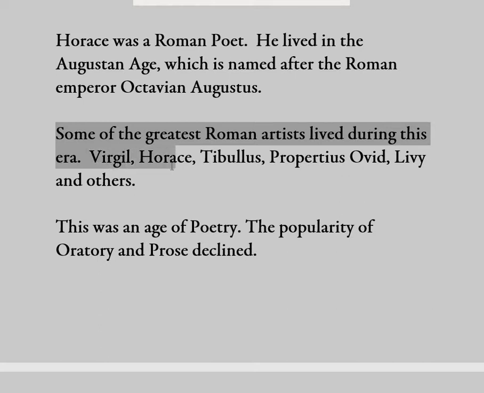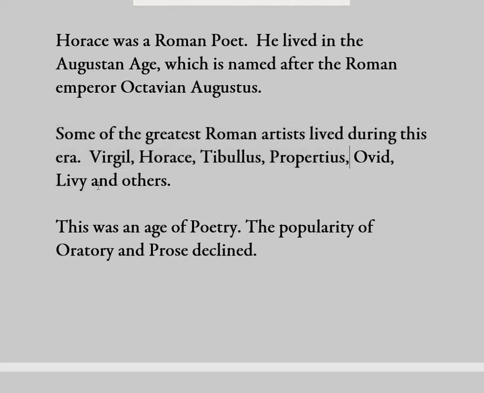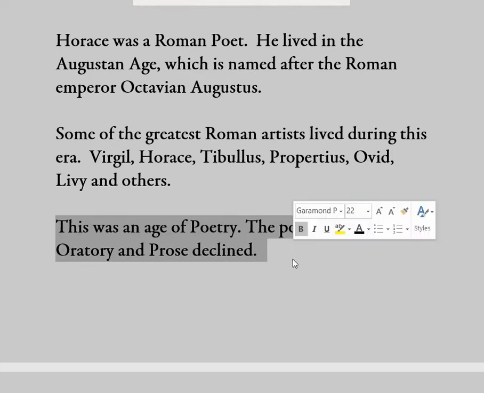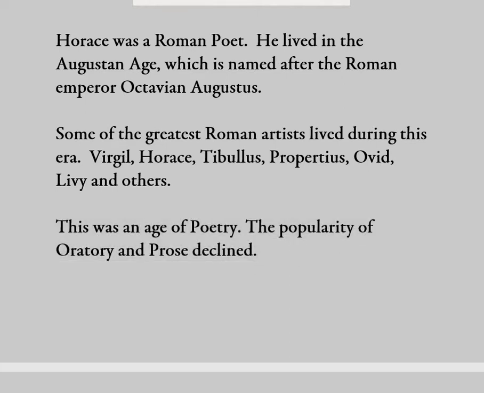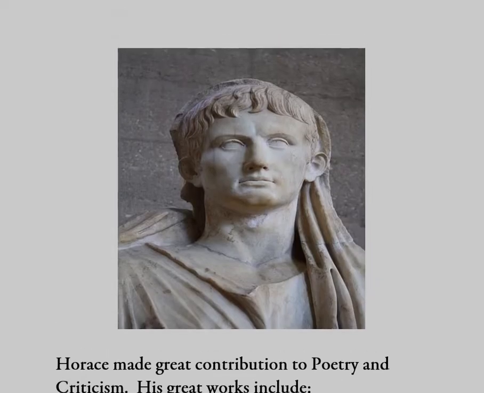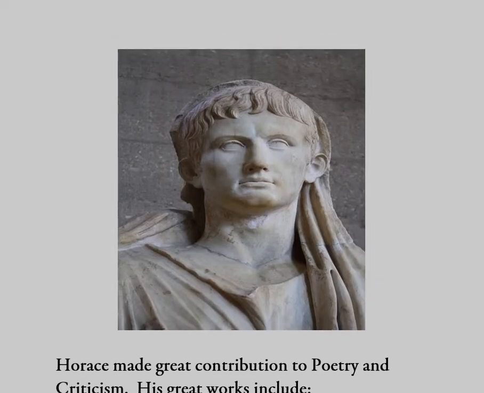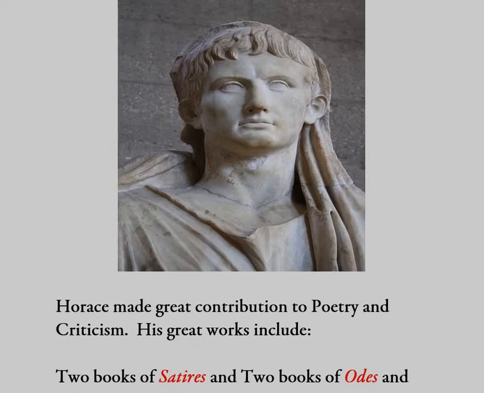Virgil, Horace, Tibullus, Propertius, Ovid, Livy, and others. This age was known as an age of poetry. The popularity of oratory and prose declined in this age. This is a sculpture of Emperor Octavian Augustus.